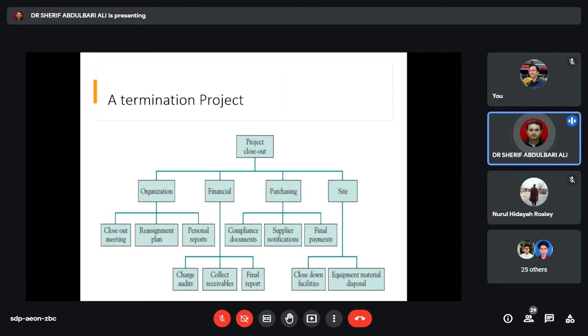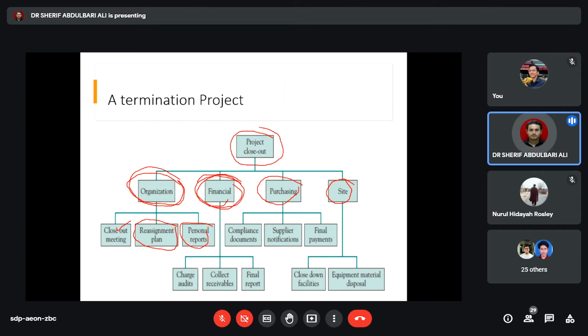So this is the termination project hierarchy. This is what you're going to see. If a project is going to be closed out, these are the transitions or the things that are going to be terminated. So you are looking at the organization itself, let's say the team management, the financial, purchasing, and also the sites and the equipment. So you need to look at closing out the needs for the organization. You need to prepare the resignation plan and also the personnel reports.